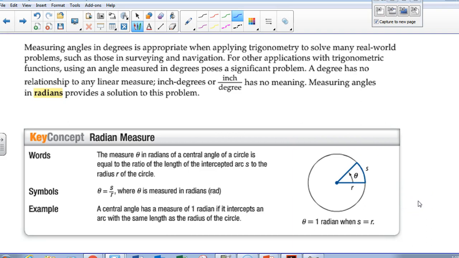Now, this gray sheet you received today is your reference sheet for this semester. You're going to have a few other reference sheets we use on and off.